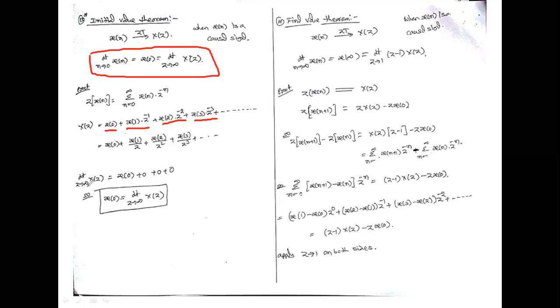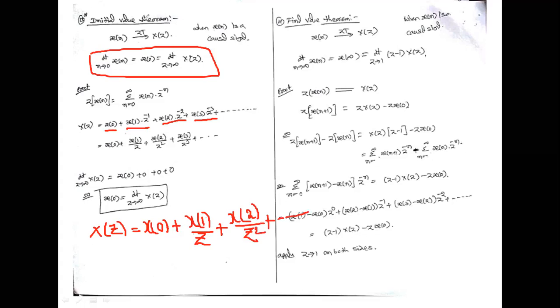So apply the limit z tends to infinity on X(z) and substitute infinity in this equation: x(0), x(1)/infinity, x(2)/infinity. So what is the X(z) we got? X(z) is equal to x(0) plus x(1)/z plus x(2)/z squared, and so on.